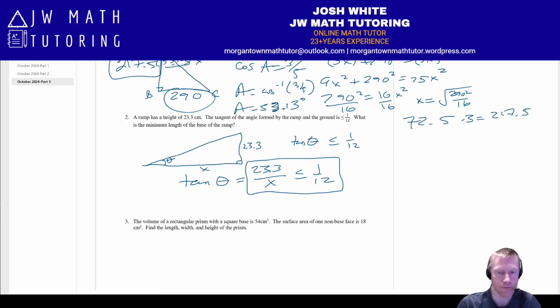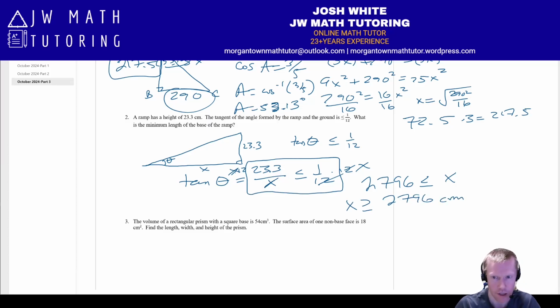You can just cross multiply, or think about multiplying by 12 on the right and by 12 on the left, and x on the left, x on the right. The x's will cancel, the 12's will cancel, and you just get 2796 less than or equal to x. Or if you want to rearrange this, x is greater than or equal to 2,796 centimeters. So basically, that's the minimum allowable value for the base of the ramp, x, in order to make the tangent of the angle less than or equal to 1/12.